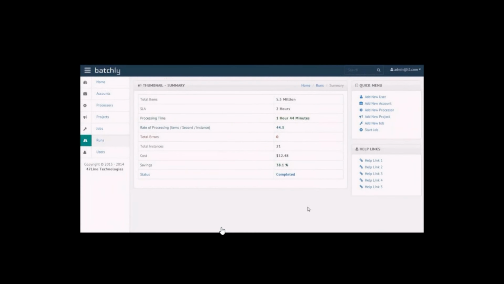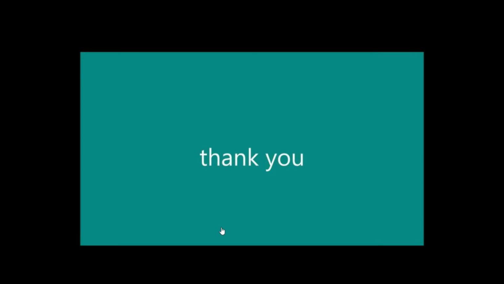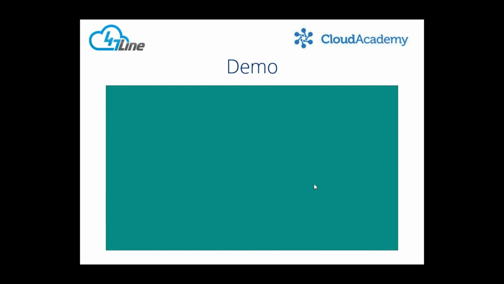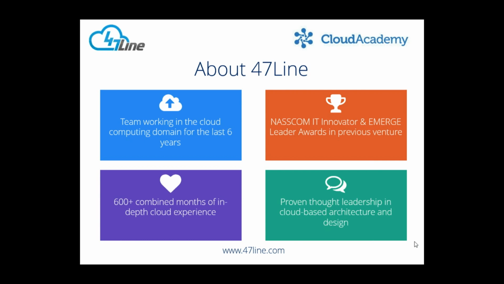At the end of the job, you get a summary. It gives you data in terms of what is the total cost it took for processing, what is the amount of savings that you get, how long did it take to process, at what rate did it process. All this information is available, and you can always keep track of what is happening within your instances, so you know exactly what is happening out there.